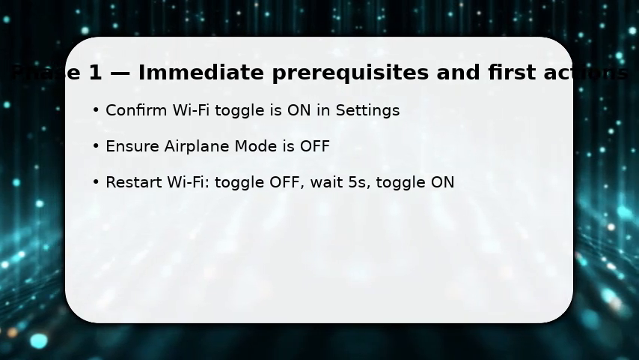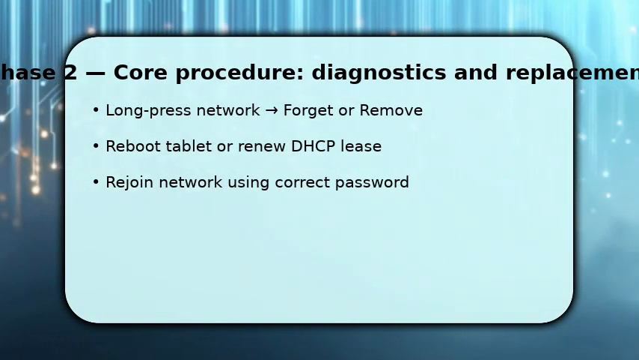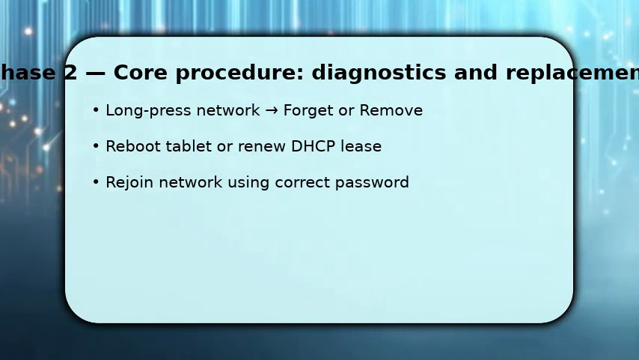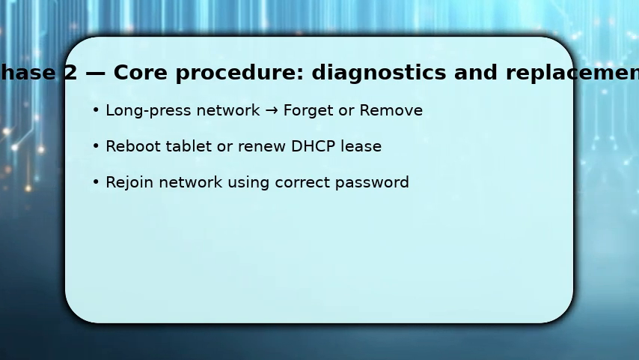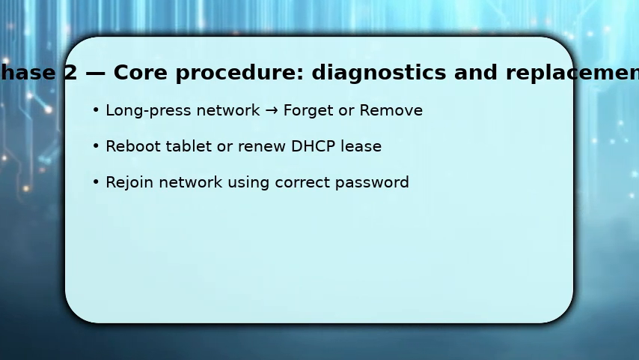Long press the network name and choose Forget or Remove to erase cached credentials. This prevents authentication loops. Once forgotten, reboot the tablet to clear DHCP and ARP entries, or open Advanced Wi-Fi and select Renew DHCP lease to get a new IP address.